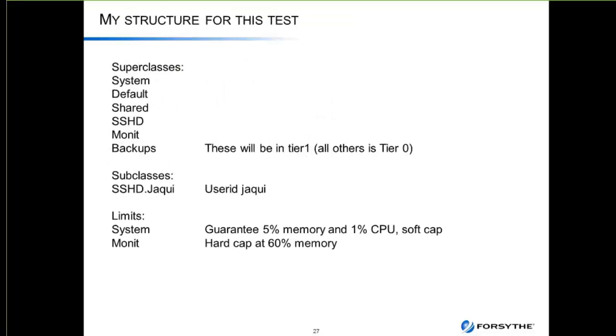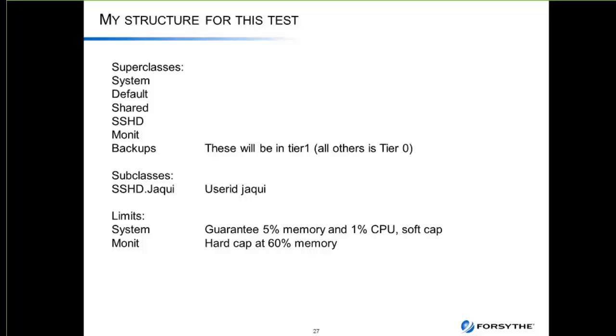All right, so for the test that I'm running and that I'm going to show you on my computer, I had a pretty basic structure. My superclasses, obviously the default ones: system, default, shared. I created one for SSH, I created one for monitoring, and then I created one for backups, and I put it in tier 1. Then because it was simple for me to test, I created a subclass for SSHD called Jackie. For limits, I created for the system 5% memory and 1% CPU guaranteed, and I soft capped those.